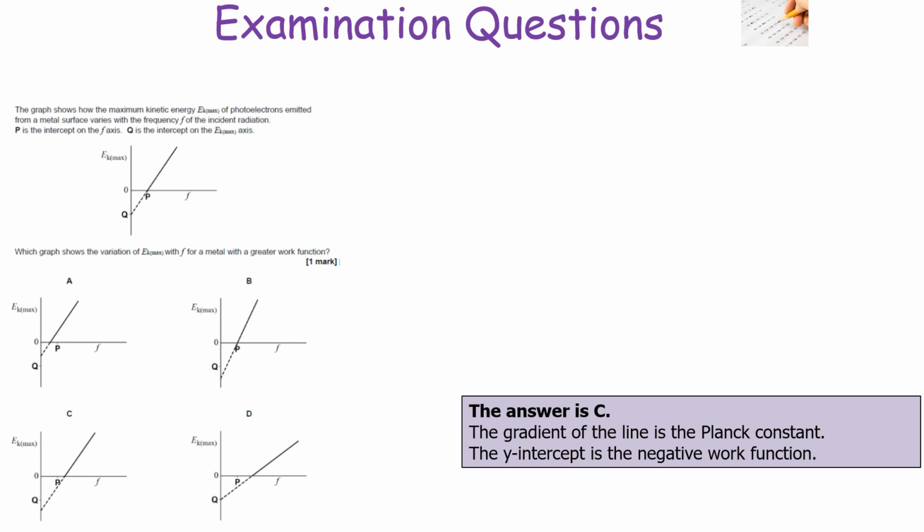So if we've got a greater work function, we're going to have a more negative y-intercept. So you've got to choose a graph which has the same gradient as the one given in the question, but a more negative y-intercept. So that answer is C.